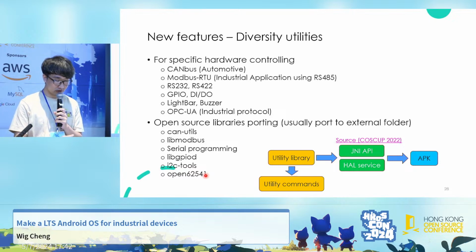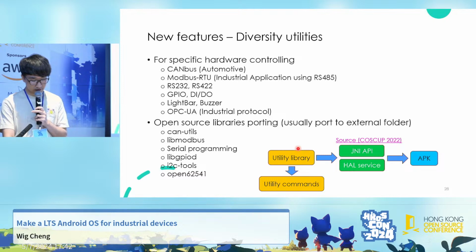And we can move those tools to AOSP and compile them as a library and a shell command. And you can run the command in Android OS directly. Or you can write a JNI API or HIDL service package inside your app. And you can write maybe a simple GUI to control the special interface easily. But the one thing you have to notice is the utility library's license. You have to follow that.